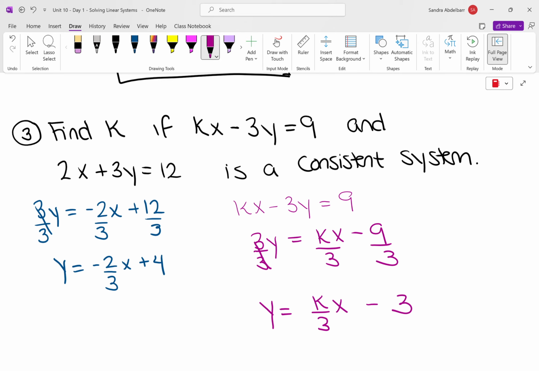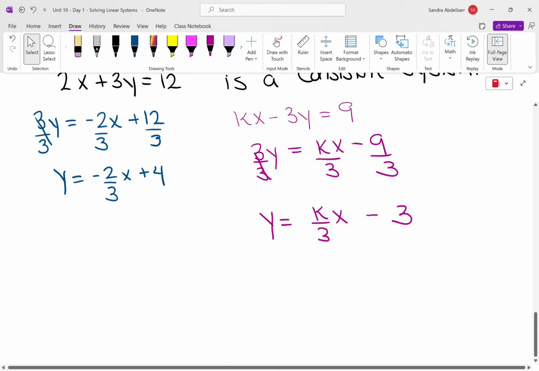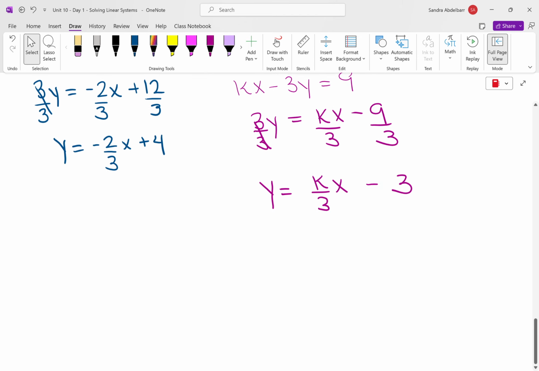So now what we want to make sure is that we do not make these lines parallel. It says find k, so it ends up being a consistent system. So our only option is for this to cross in one place. It will always cross in one place unless the lines are parallel. What makes the lines parallel? If k is negative 2. If the slopes are what? The same, yeah.